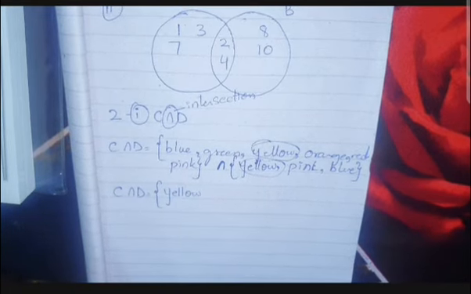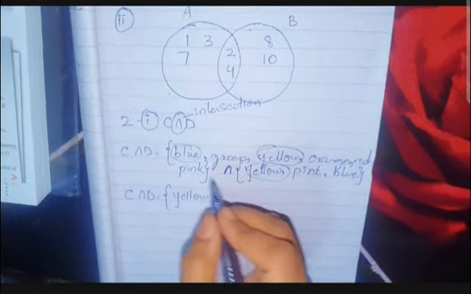Sorry, blue is over here. Blue is in both, C and D both. So blue is also over here. And the last, orange is not in both, red is also not, but pink is in both. So we'll select pink. So we have done part 1. Now move to part 2.